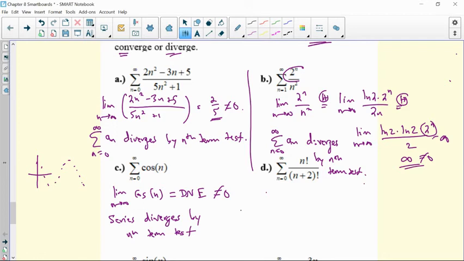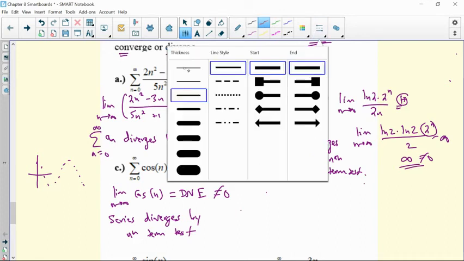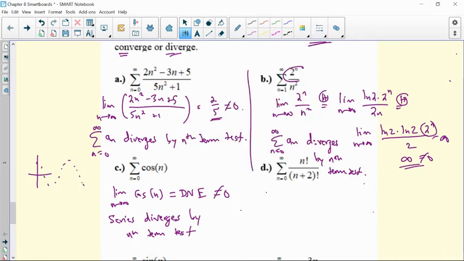Okay, now let's look at this next example here, n factorial over n plus 2 factorial. Let's think about that series. Well, part of the reason I put this on here is because I want us to get used to manipulating factorials. N factorial is just n times n minus one times n minus two, and so on. And so is n plus two factorial.